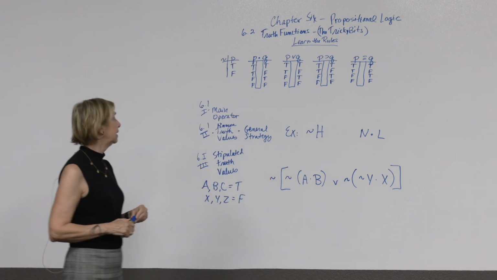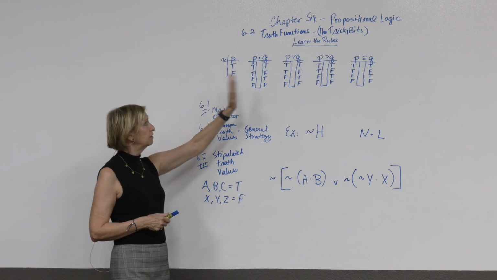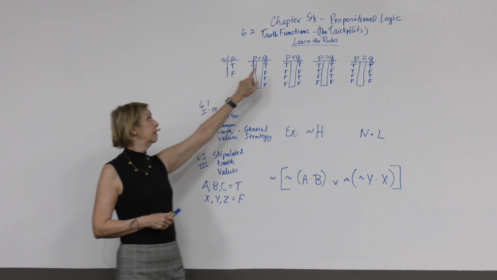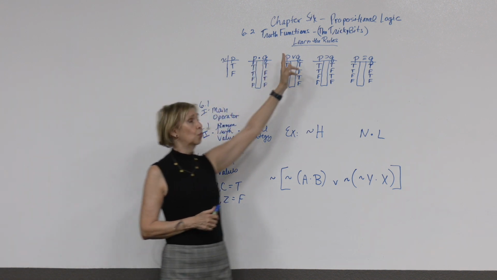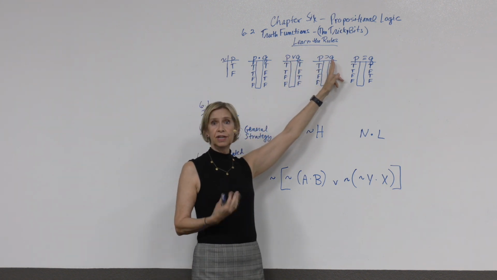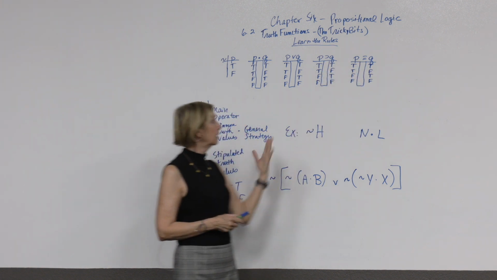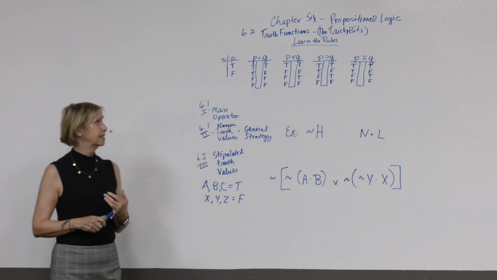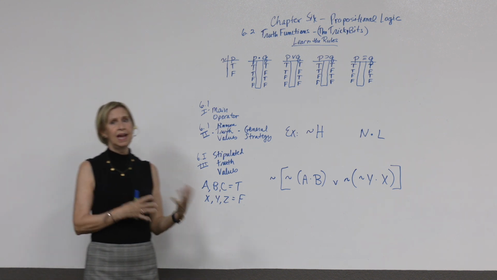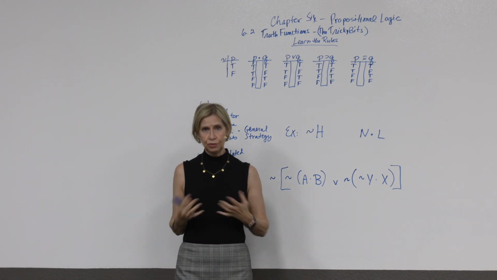So hopefully you've been reading about and learning the 5 logical operators that represent the not or negation, the and or conjunction, the wedge or disjunction, or either or, the horseshoe, the if then or conditional, and the biconditional, the if and only if. How they are symbolized was discussed in section 6.1, and now you need to learn how they behave when they are combining statements for which you know the truth value.